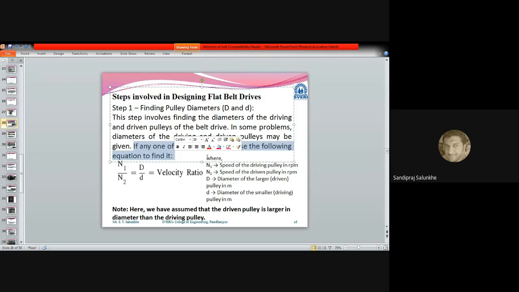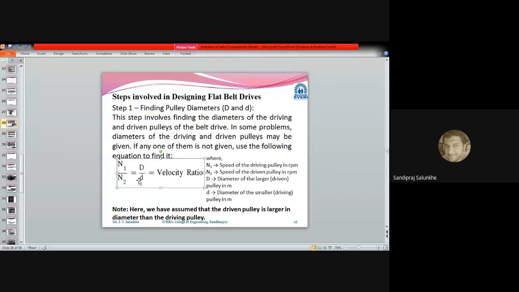But in actual practice, if you are going to select the flat belt, sometimes you have to calculate, you have to find out the diameter of those pulleys, and that depends upon the speed ratio, or velocity ratio, as it is called. What it means is n1 divided by n2 equals D divided by d. Now this n1 and n2 are the speeds of the driver and driven pulleys in RPM, whereas this capital D and small d are the diameters of the bigger pulley and smaller pulley.